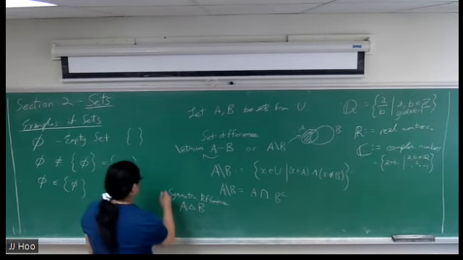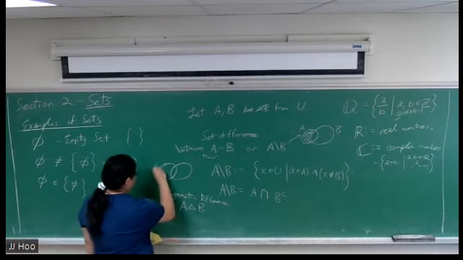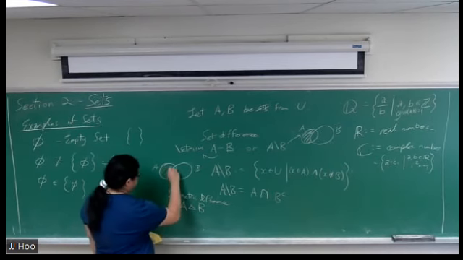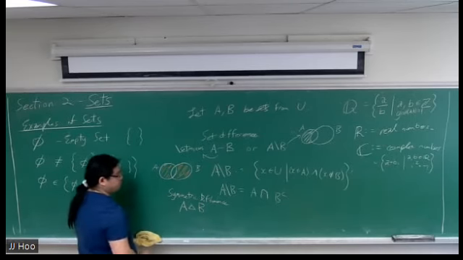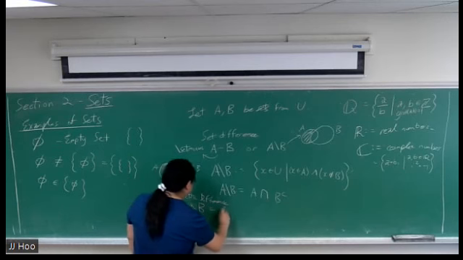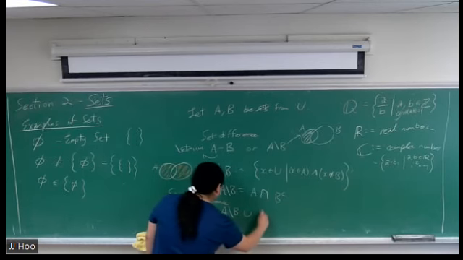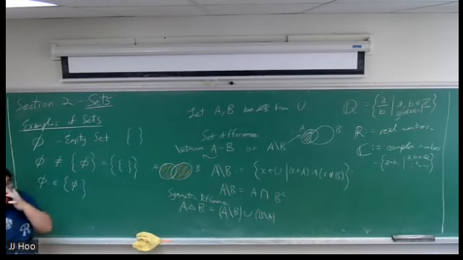So now for the symmetric difference, this is A and this is B. That's this stuff. So in other words, I could write this as A without B union B without A. Right? So that's what the symmetric difference is, if you ever see that.